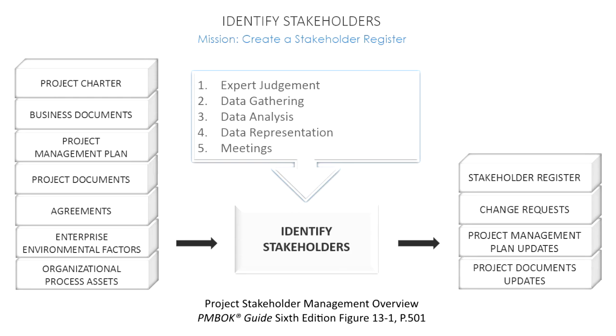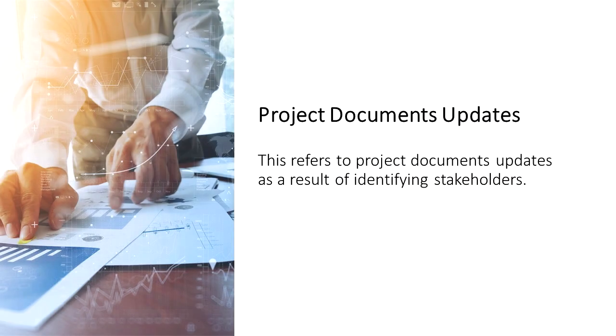Our next output is project documents updates. As mentioned, they could be updates to various project documents that could include, but are not limited to, the assumptions log, the issue log, and the risk register. And that concludes our review of identify stakeholders.